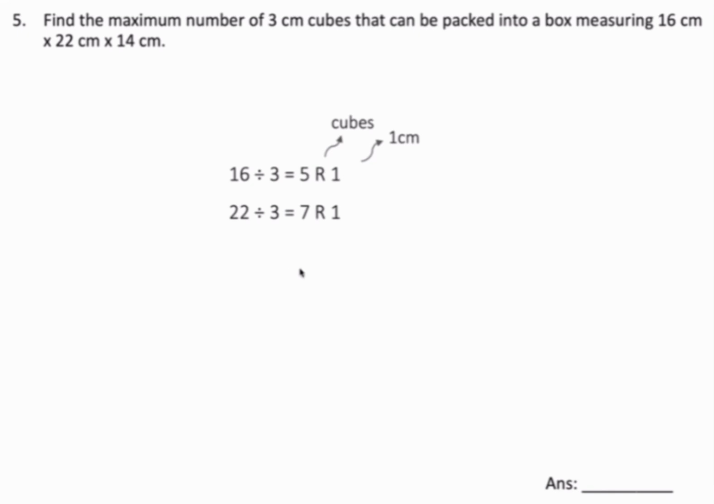If I were to stack up cubes onto the box, that means how many cubes can I stack onto the box? That depends on the height of the box, right? The height of the box is 14. So 14 divided by 3, I get 4, and I have remainder 2. Meaning I can stack 4 cubes.